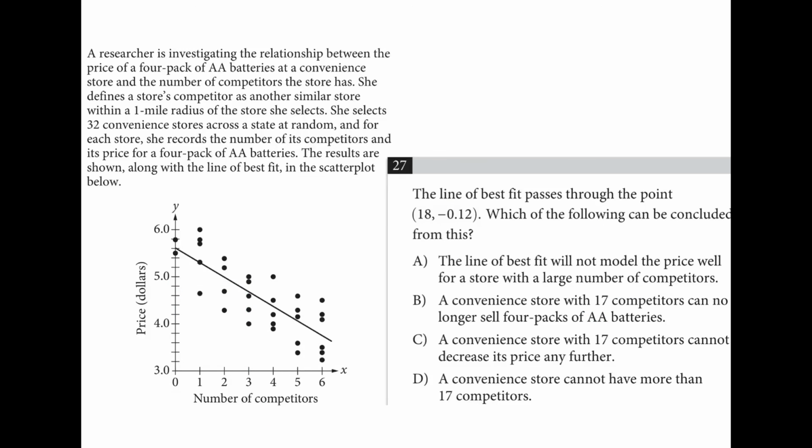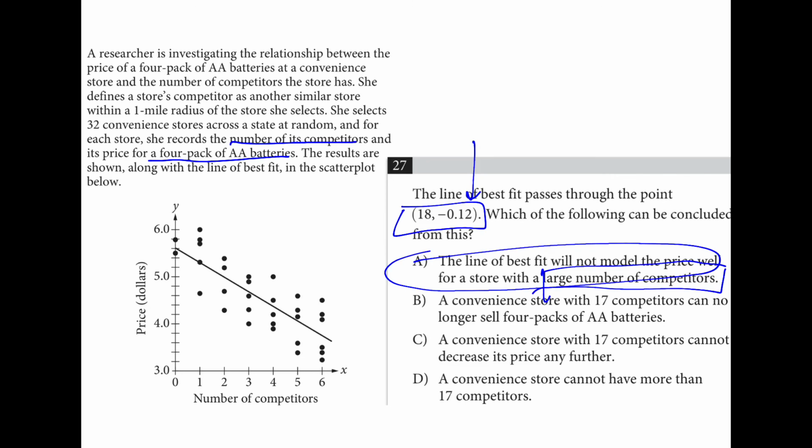So for each store, we record the number of competitors and its price for a 4-pack of AA batteries. If the line 18, negative 12 is on this graph, or the line of best fit passes through it, well, is a convenience store ever going to charge negative $12 or negative $0.12 for batteries? So as we get too far to the right, the line of best fit will not model the price well. That's what the large number of competitors means. We're too far to the right and we're into the negative, so that doesn't make any sense.